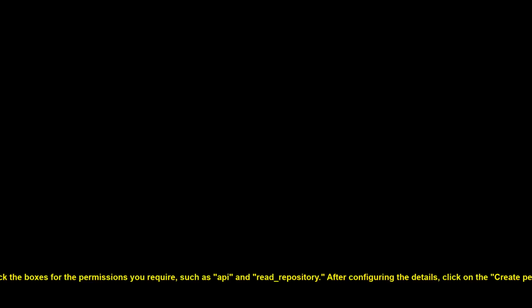Provide a name for your access token in the specified field. Choose an expiration date that suits your needs. In the Scopes section, check the boxes for the permissions you require, such as API and read_repository. After configuring, make sure to copy the generated token immediately and store it in a secure location.